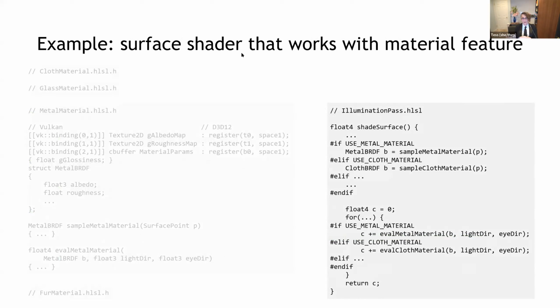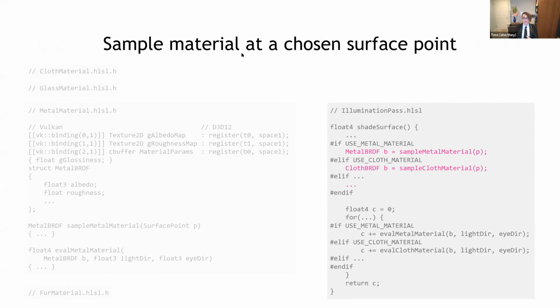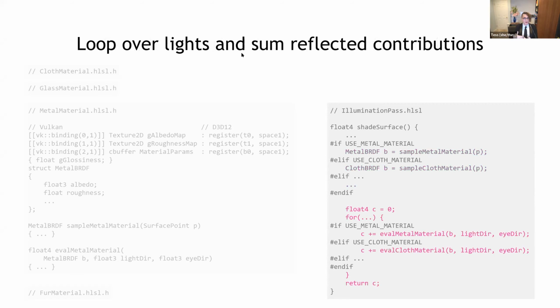And broadly, this surface shader on the right proceeds in two big steps that match how we talked about our material implementation before. In the first step, depending on the material that we want to choose, it's going to do that sampling operation at a given position and compute the BRDF for the appropriate material. And then at the bottom, in a loop, it's going to loop over light sources or samples of light sources, and it's going to sum up contributions of reflected light for each of those light sources.